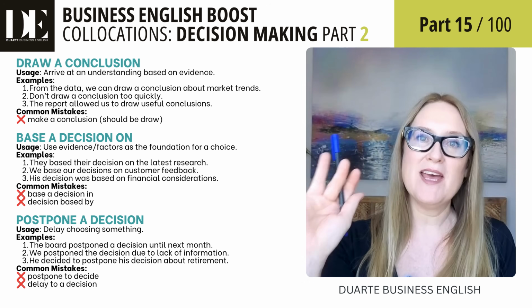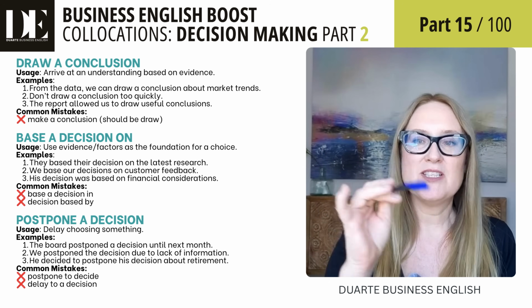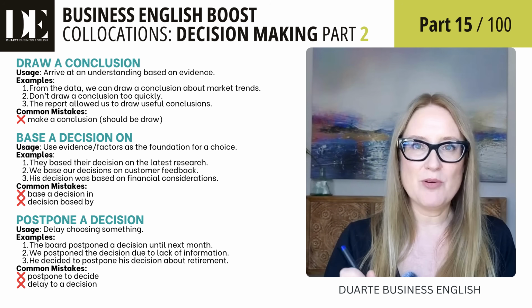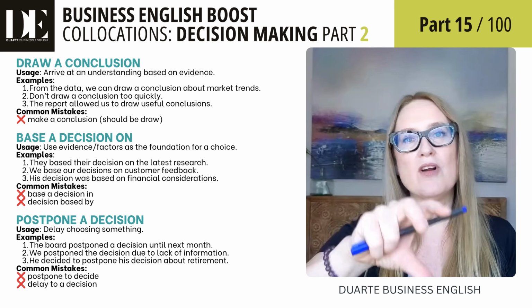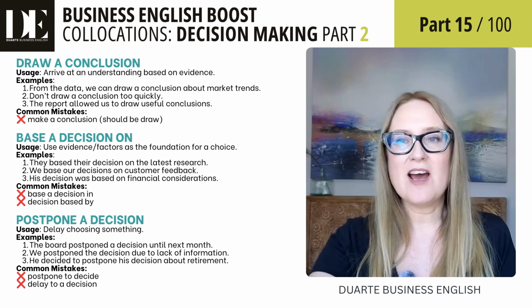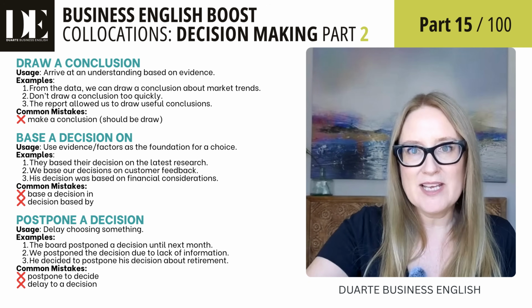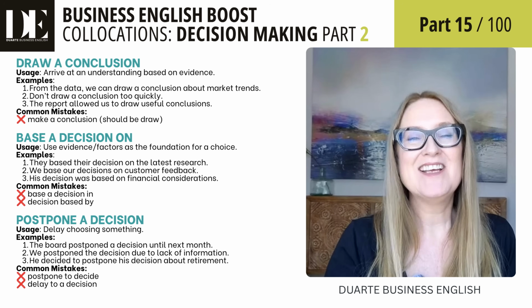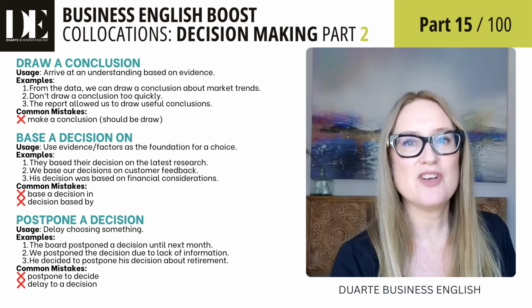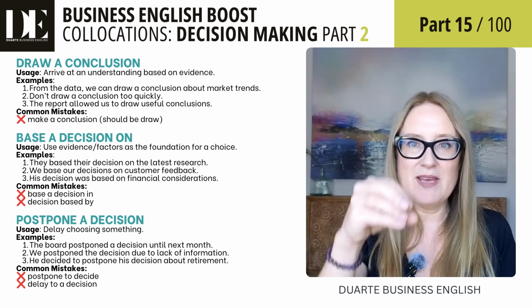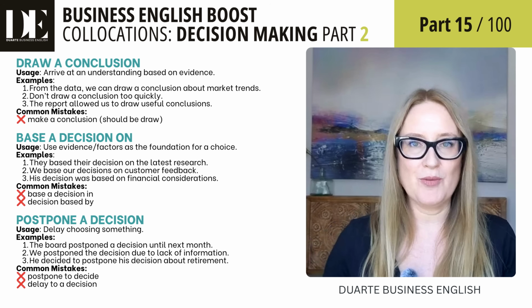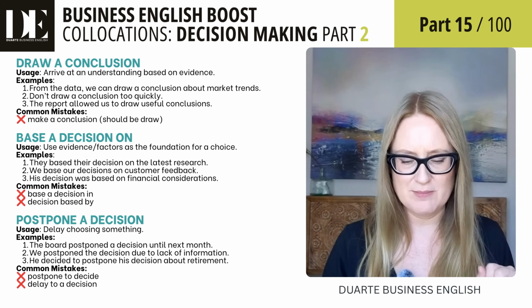So if I'm selling pens and customers don't like the feel of it, they don't like the flow of the ink, they don't like the price point, well, those are the bits of information that I'm going to use to formulate my decisions. I'm going to base my decisions on that feedback. So this is what it means: base your decisions on feedback. To make your decisions, this is the foundation of how you're going to move forward. This is beautiful, beautiful collocations in business English.